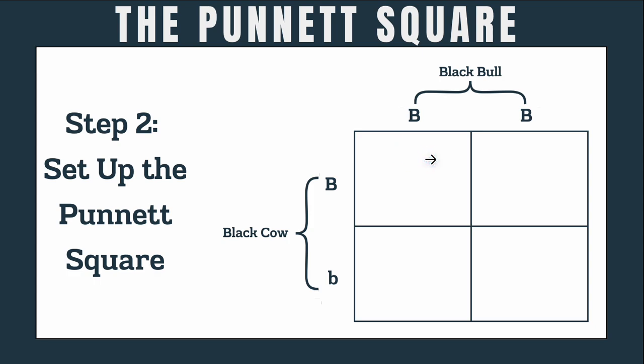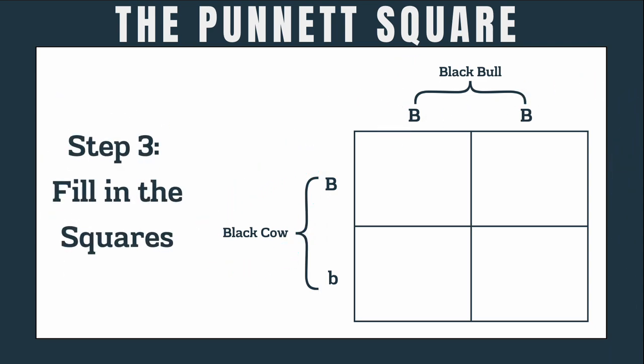I always get the question, does it matter where you put them? So could we put the black bull on this side and put the black cow on top? Oh, why yes, you can. It really doesn't matter which side they are. They're going to get the exact same results. So after you've gotten that, you're going to find the F1 generation. So you can see that your F1 is here and here. So your P1 would be the parents, your black bull and your black cow.